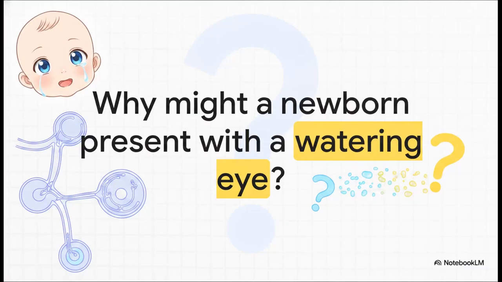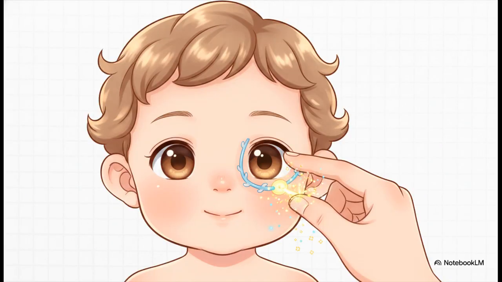Section 6. High-yield exam review, quick revision, and must-knows. All right, let's do a little active recall to test what you've internalized so far. Why might a perfectly healthy newborn baby present to the clinic with epiphora in just one eye? And what is the expected clinical outcome? Take a second and think about the anatomy we just walked through. Have your answer? The secret comes down to embryology.